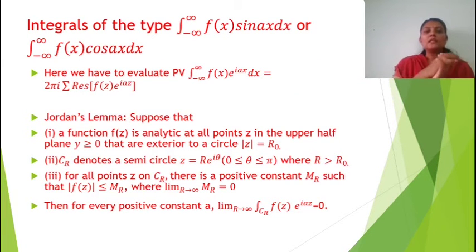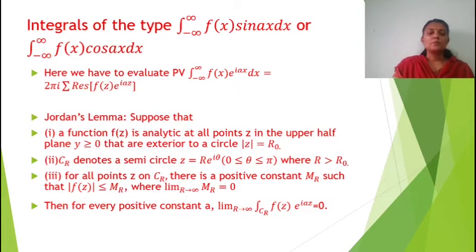Here the integrals of the type minus infinity to infinity f of x sin ax dx or minus infinity to infinity f of x cos ax dx are there. So we have to evaluate the principal value of minus infinity to infinity f of x e raised to iax dx, which is equal to, using the residue theorem, 2 pi i into sigma residue of f of z into e raised to iaz. One statement of Jordan's lemma is pending there.